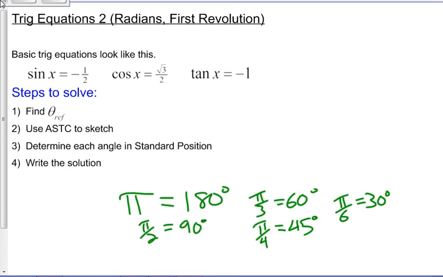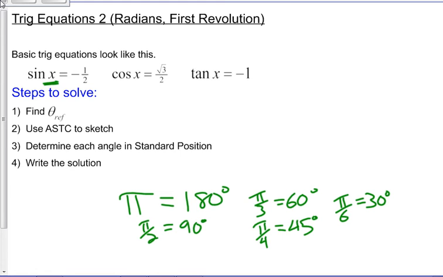Just like when we were working with degrees, we're asking the question, what value of x is going to produce a sine of, say, -1/2? And we're actually going to solve all the same equations that we did in the last video, but only using radian measure. The steps are the same.